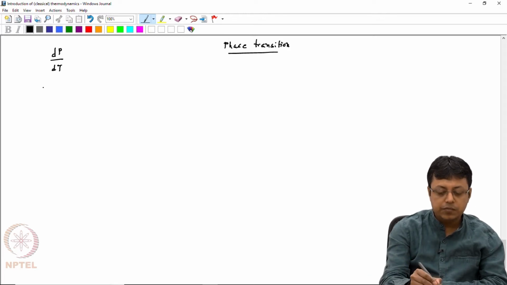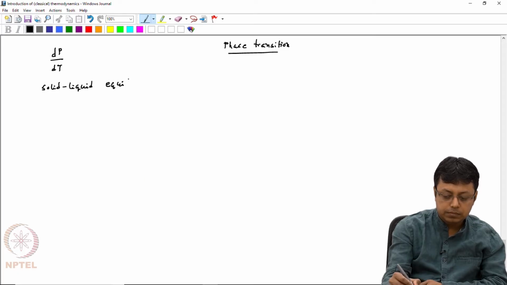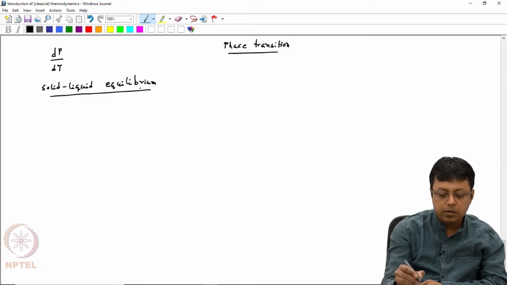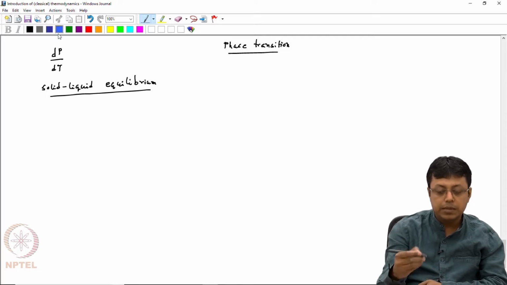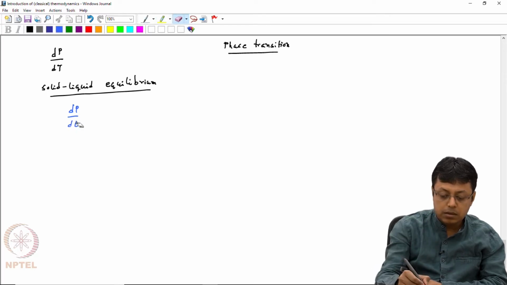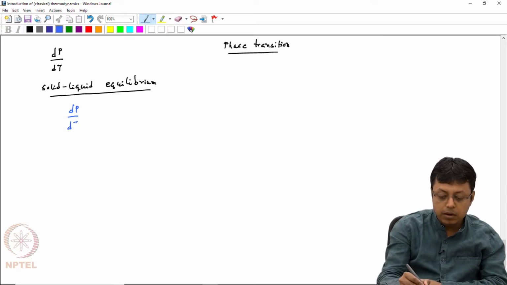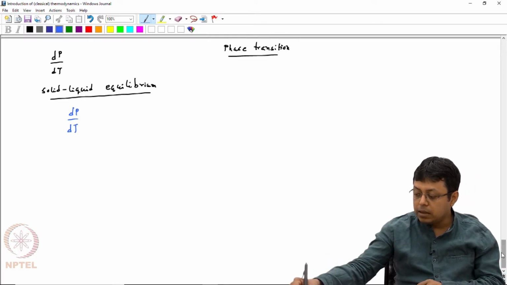Now the question is, if we consider solid-liquid equilibrium, what will be dP/dT? You can show this by starting again from the very fundamental equation which we had written for dG. Let us go back.